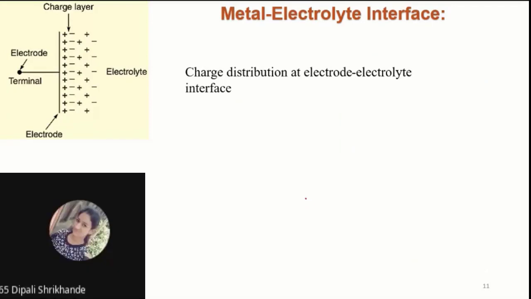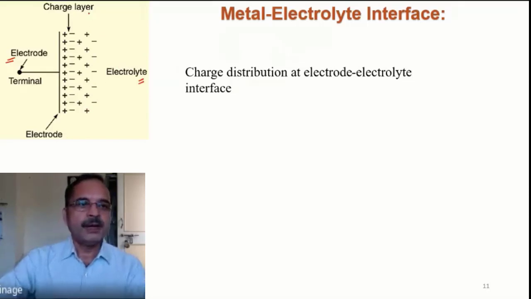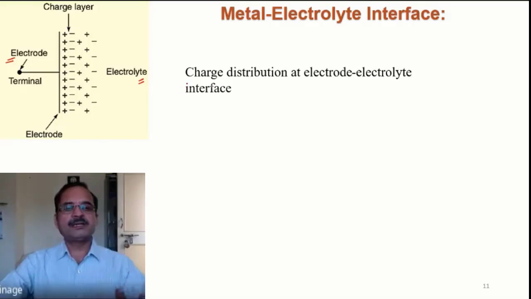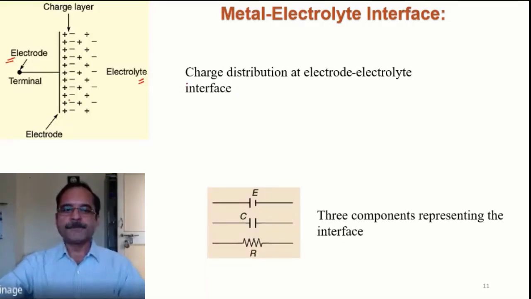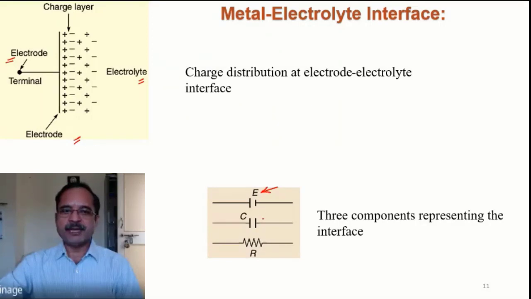So the metal electrolyte surface, what we have discussed earlier: on one side there is an electrode, on the other side there is an electrolyte, and this forms a charge layer. So some charge distribution exists at the electrolyte interface. As I told you earlier, it works similar to a PN junction, and it also works like a capacitance. As there is a charge layer, it gives rise to some potential. That potential we represent by E, and the capacitance we indicate by C. The C represents the capacitance, and this R represents the resistivity of this material.